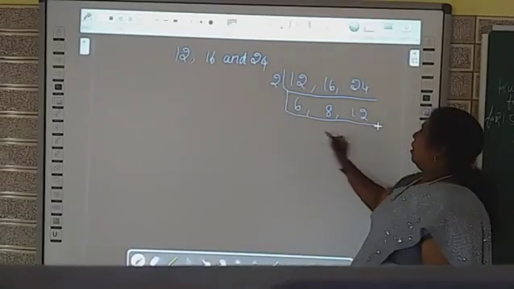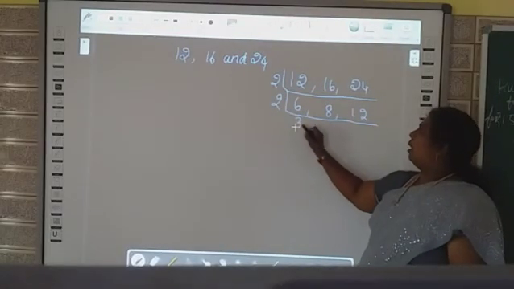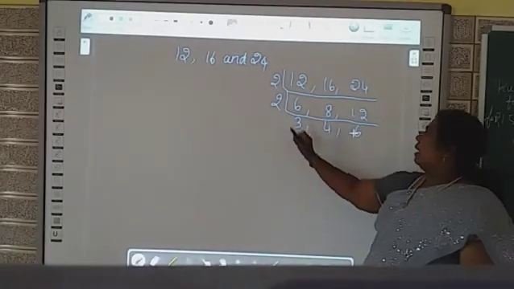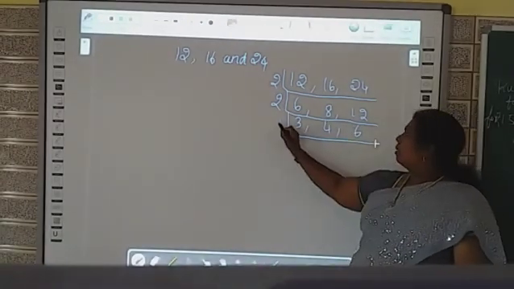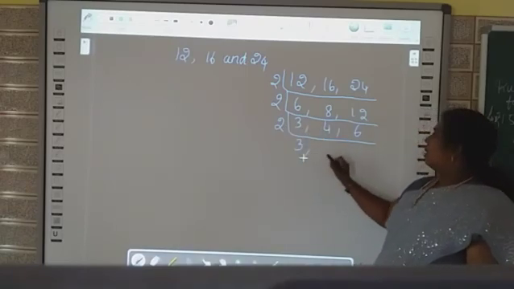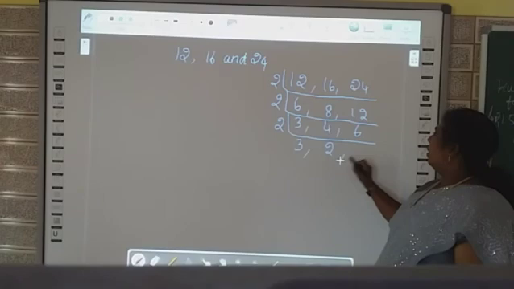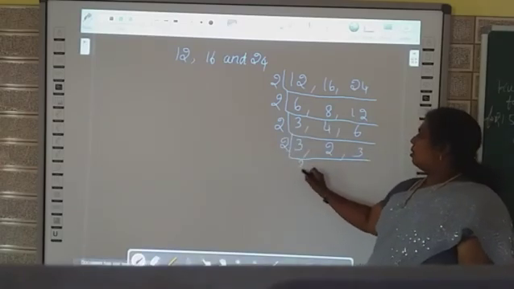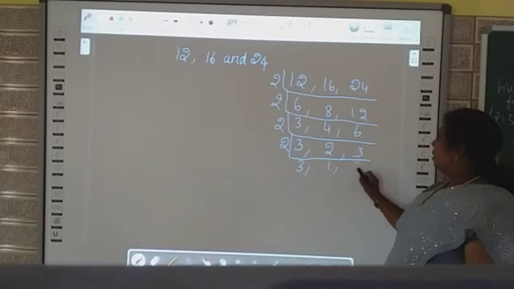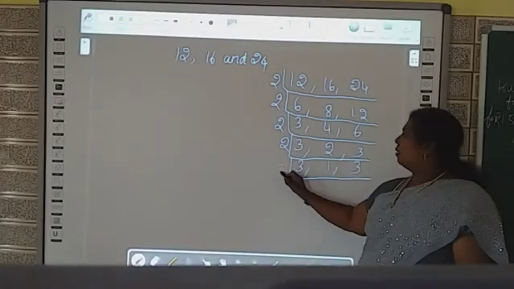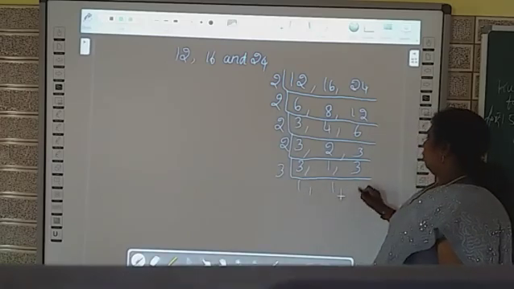Then again second table we can use: 6 is 3 times, 8 is 4 times, 12 is 6 times 2. Yes. Next second table, but 3 is not possible. So 3 you can write as it is. Then 2 times 2 is 4. Then 3 times 2 is 6. Again second table, here 3 is not possible, so 3 you can write as it is, then 2 is 1 time, 3 is 3. Right? Yes. So again third table, 1 time, 1 time, 1 time.